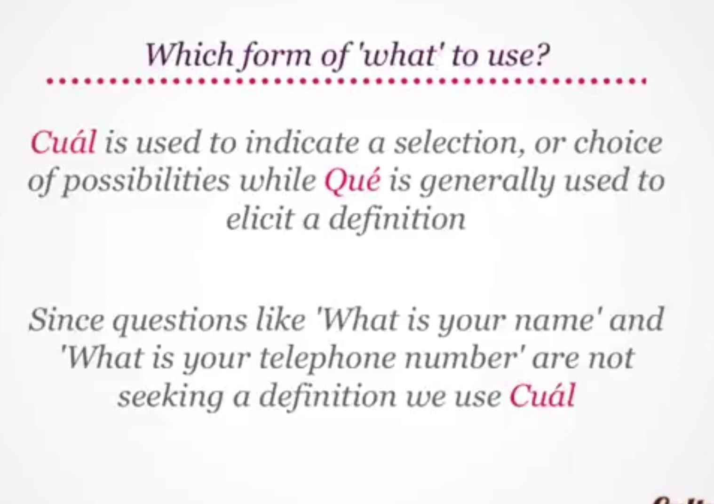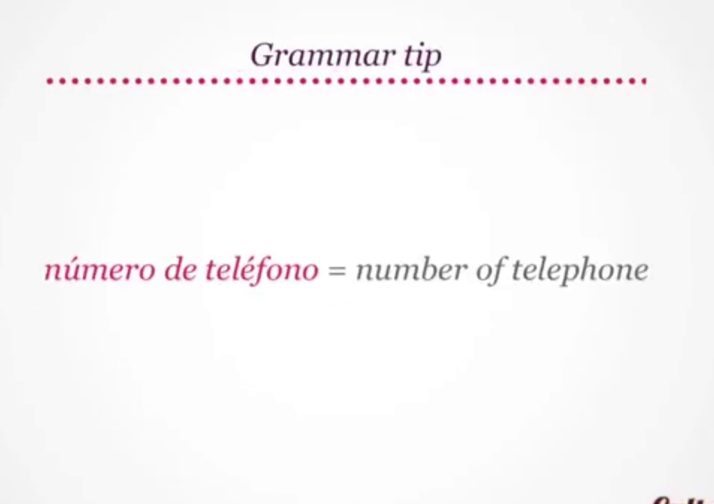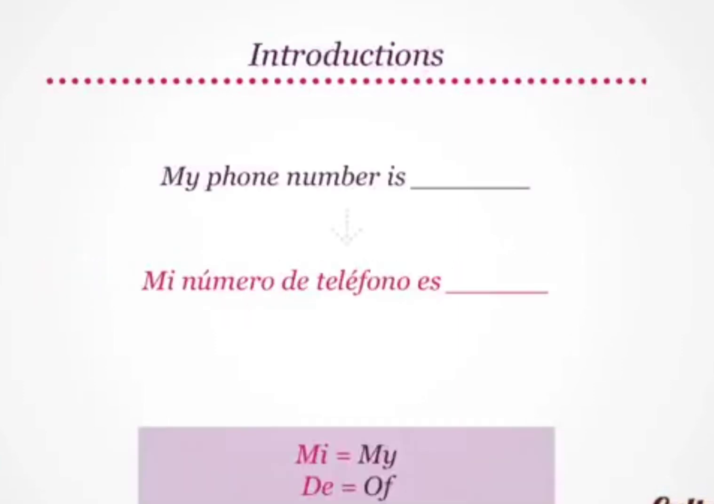Very good. Do you remember that cuál is used to indicate a selection or choice of possibilities, while qué is generally used to elicit a definition? Since questions like what is your name and what is your telephone number are not seeking a definition, we use cuál. Número de teléfono literally means number of telephone. Try saying that again. Número de teléfono. Very good.